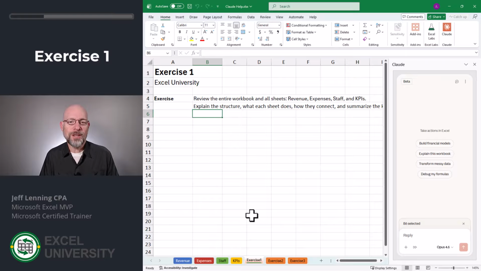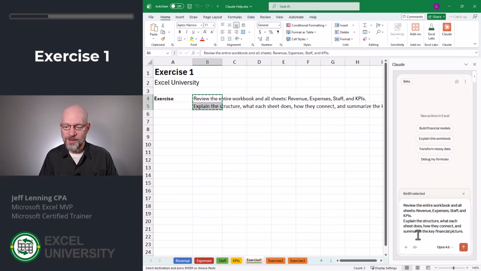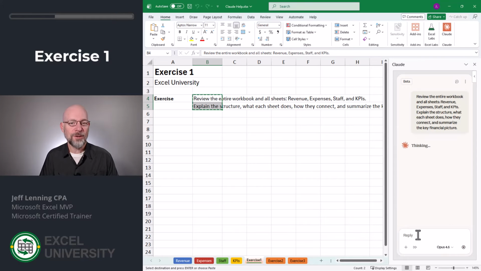So now I just want to get Claude to help me take a look at these sheets. Rather than type the prompt, I'm just going to copy and paste it. Basically it says, review the entire workbook and all sheets, revenue, expenses, staff, and KPIs. Explain the structure, what each does, and how they connect, and summarize the key financial picture, and go. And I'll speed this up.